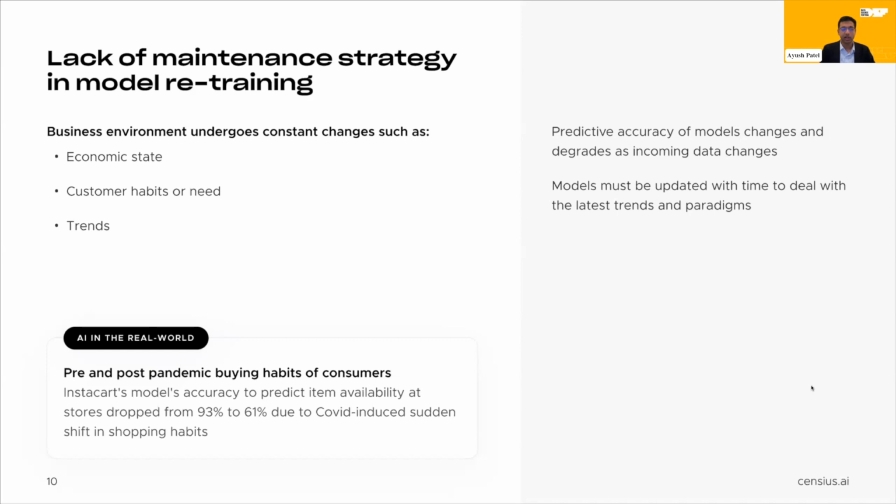What it says here is that Instacart model accuracy to predict item availability stock dropped from 93% to 61%. And it took them actually quite a while to fix this, where if there were systems in place that could identify sudden and seasonal pattern shift and correct for it, then models could have been a lot more accurate, right? You would have a lot less unhappy customers at the end of the day, which is the goal behind all of the monitoring and retraining we're doing to improve business outcomes.